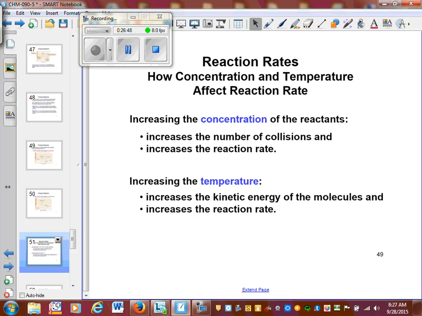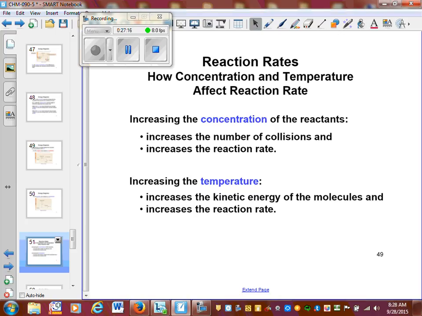Reaction rates. How can concentration and temperature affect reaction rates? Remember, to react, the molecules have to collide. So, if I increase the concentration, if I have more molecules present, what do you think is going to happen to the rate? It's going to increase. There's more chance of the molecules hitting each other.